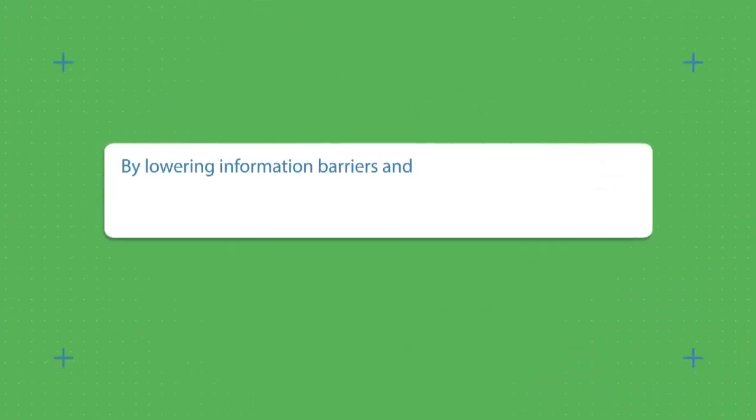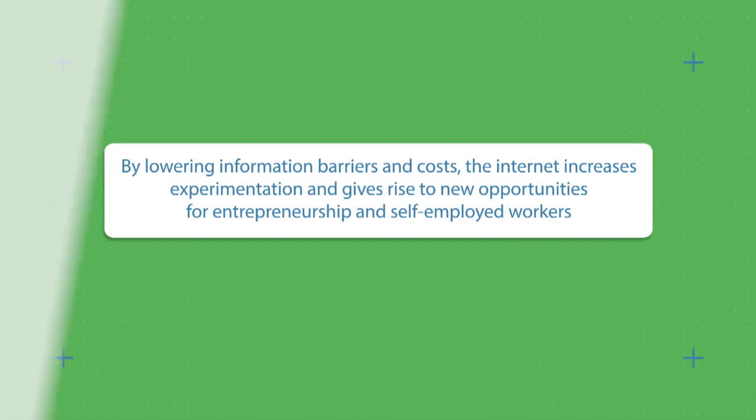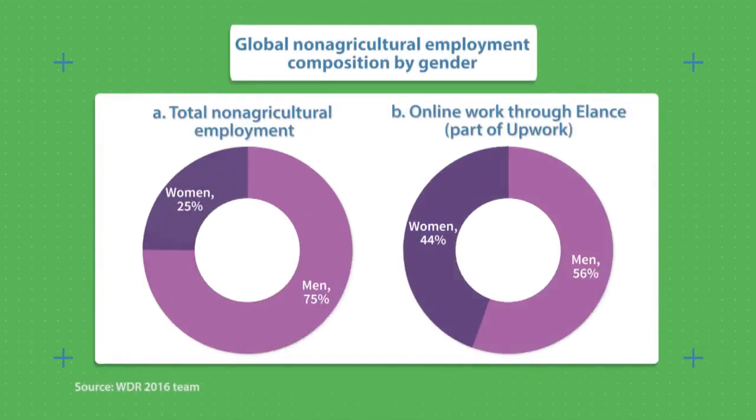By lowering information barriers and costs, the internet increases experimentation and gives rise to new opportunities for entrepreneurship and self-employed workers. Online commerce coordinated through the internet, also known as the on-demand or sharing economy, in which people rent assets or command services directly from one another, for example Uber and Airbnb, is growing rapidly. It is still small overall and just emerging in developing countries.